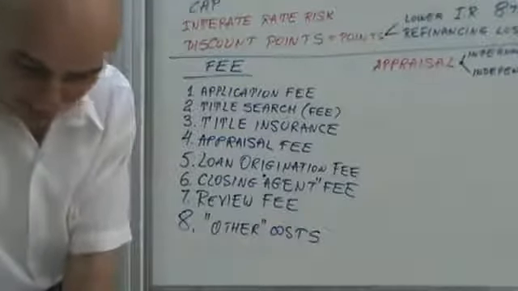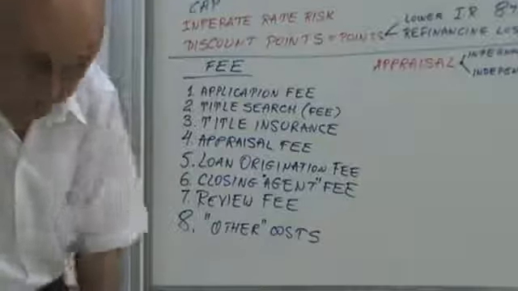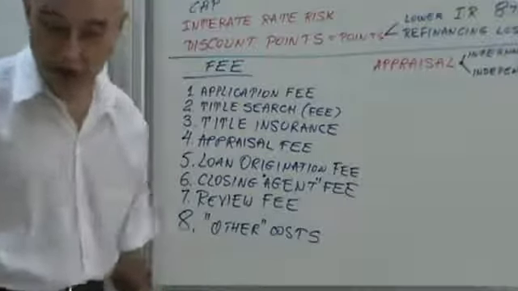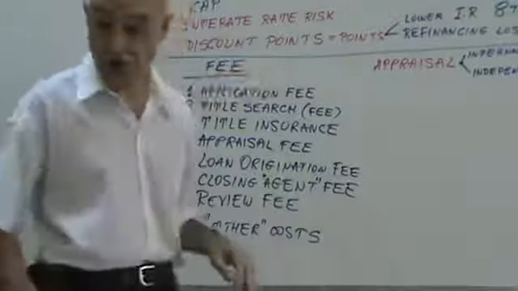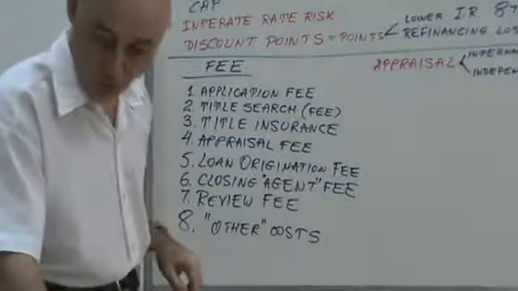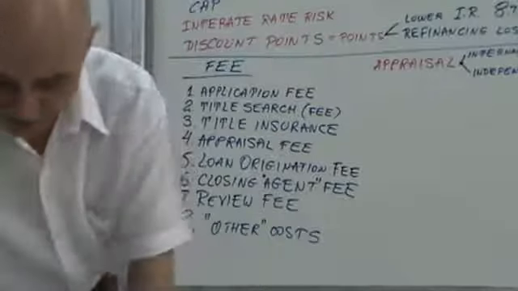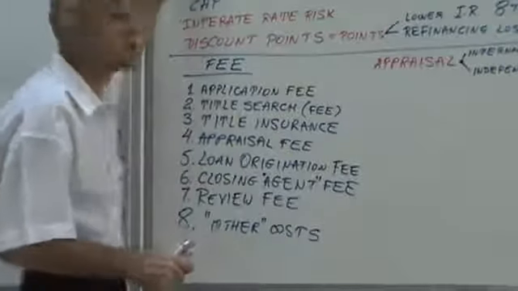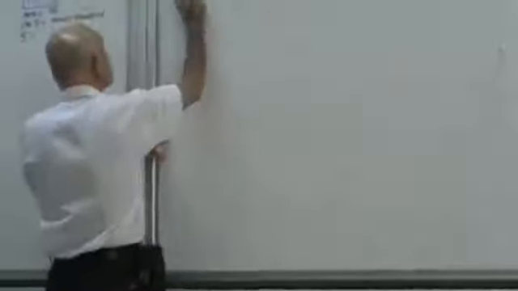Okay, I already covered mortgage refinancing. That's on page 194. Next one is amortization. I already covered the payment schedule.